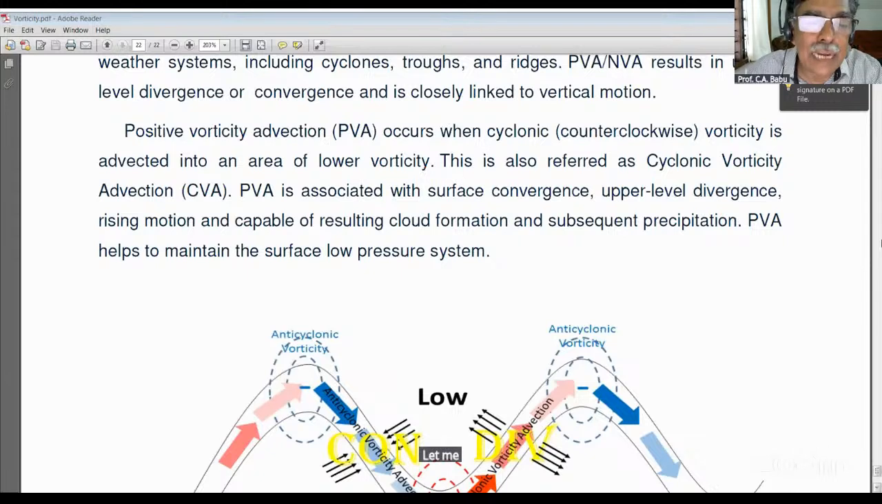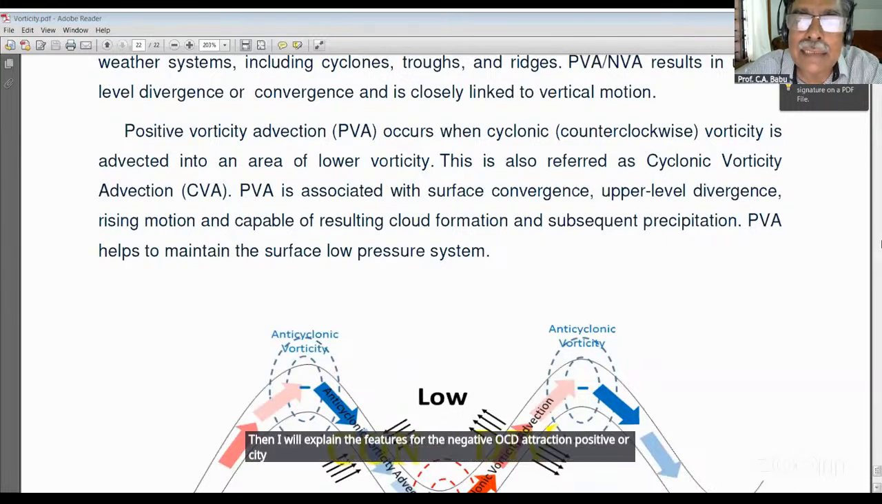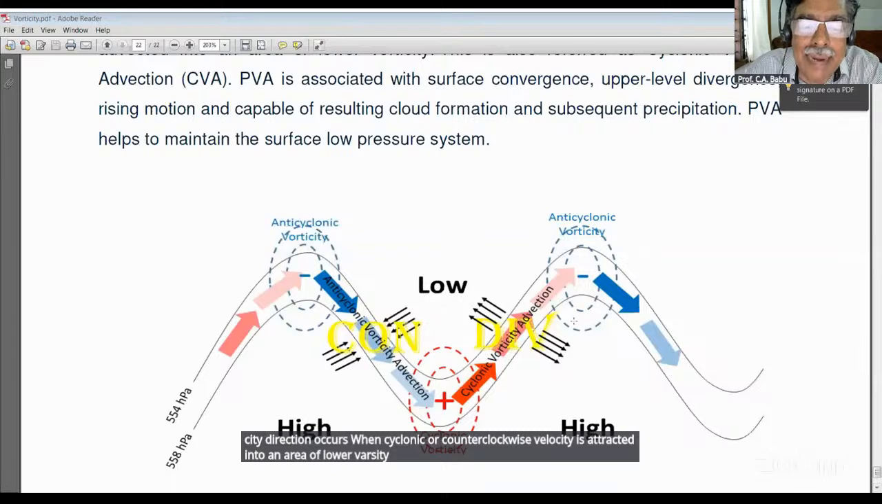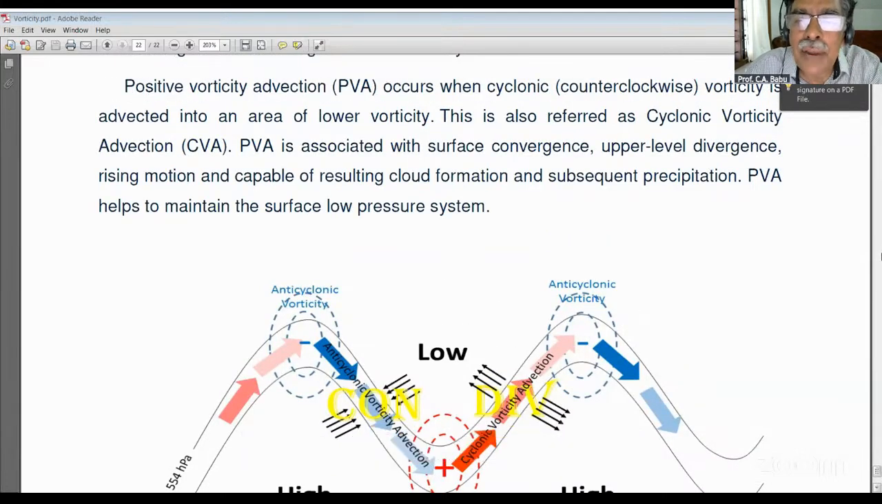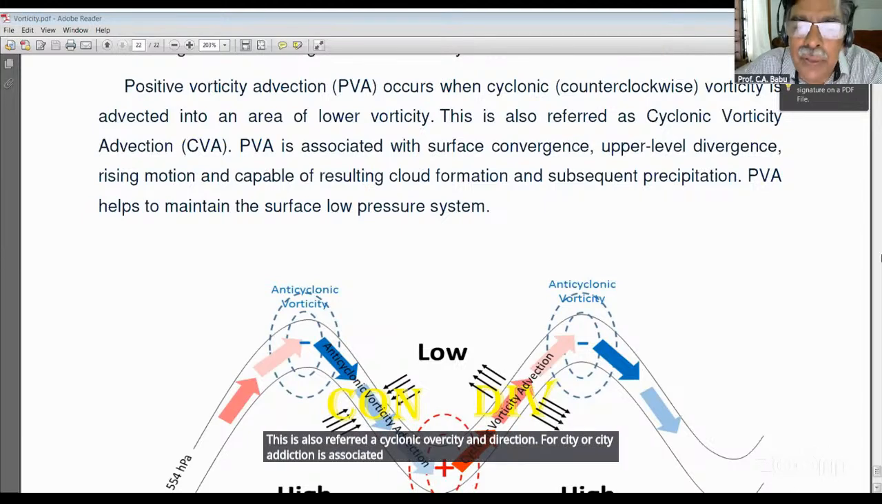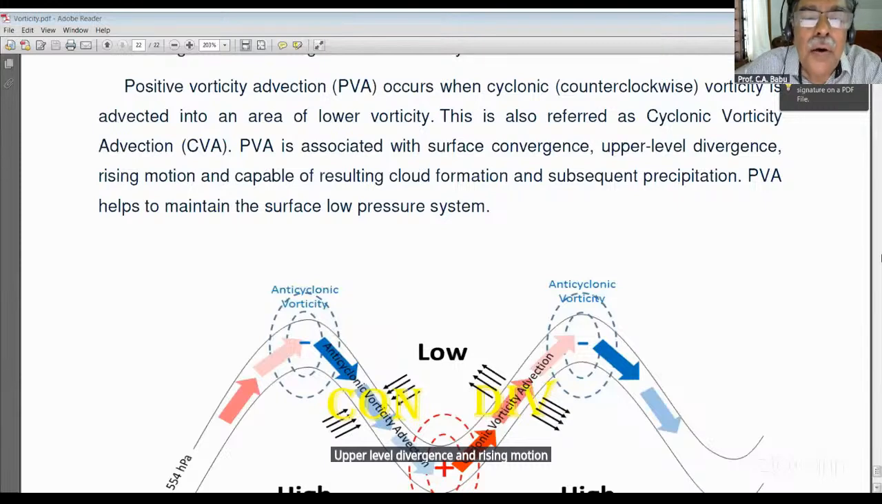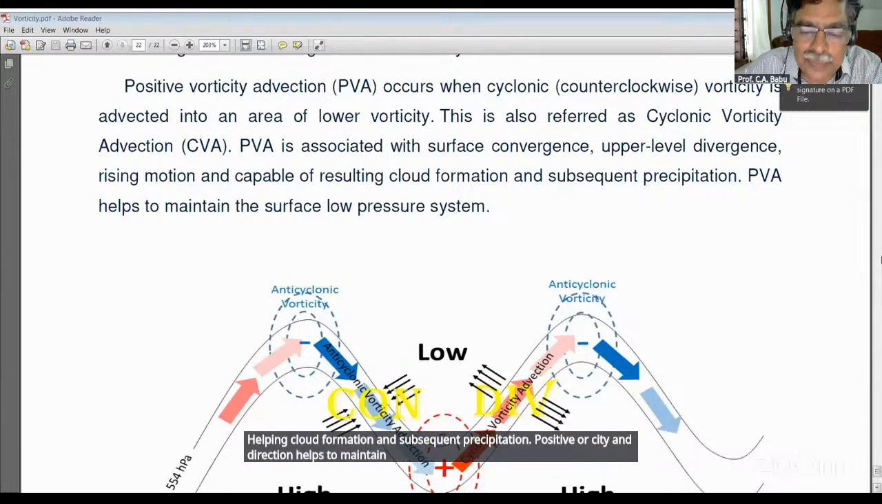Let me explain further features of positive vorticity advection. Then I will explain the features of negative vorticity advection. Positive vorticity advection occurs when cyclonic or counterclockwise vorticity is advected into an area of lower vorticity, as indicated in the diagram. This is also referred to as cyclonic vorticity advection. Positive vorticity advection is associated with surface convergence, upper level divergence, and rising motion, and is capable of helping cloud formation and subsequent precipitation. Positive vorticity advection helps to maintain the surface low pressure system.